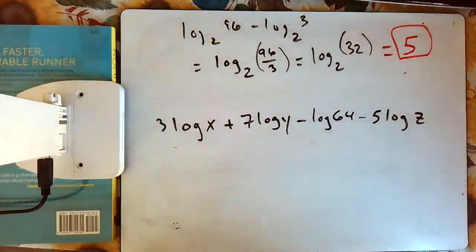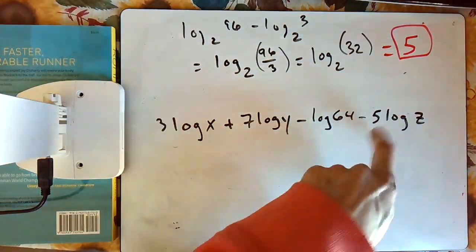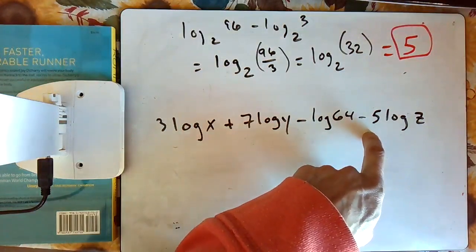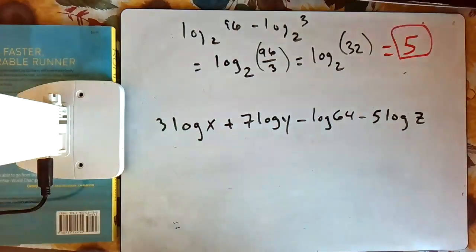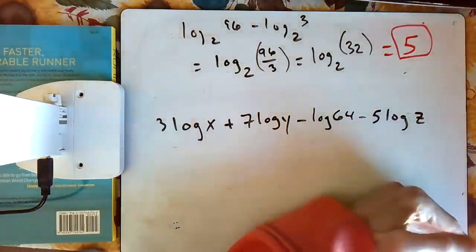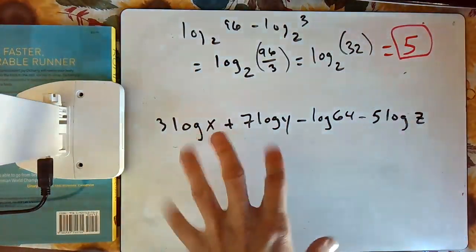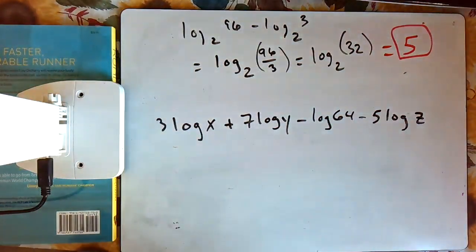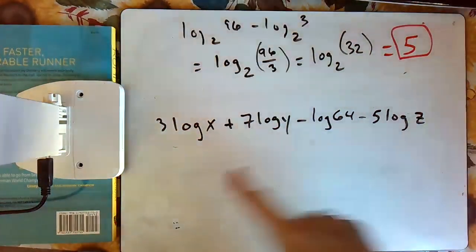So what in the world do we have right here? We have all three rules, right? We're adding, so that's the product rule. We're subtracting, that means division, the quotient rule. We have numbers on the front of these logs, that's the power rule. So how do you do that when you are condensing? Remember, the hierarchy for condensing is you do power first, then quotient, then product. But since we have product and quotient happening together right here, we're going to do them both together.